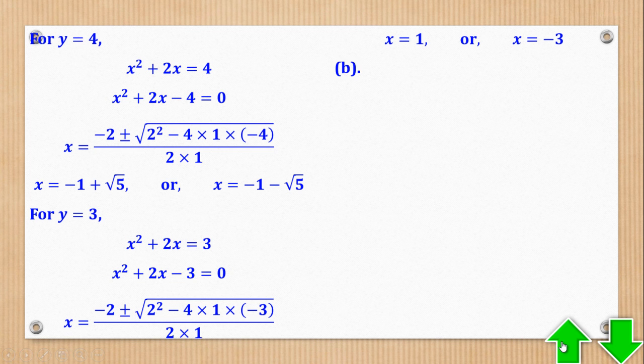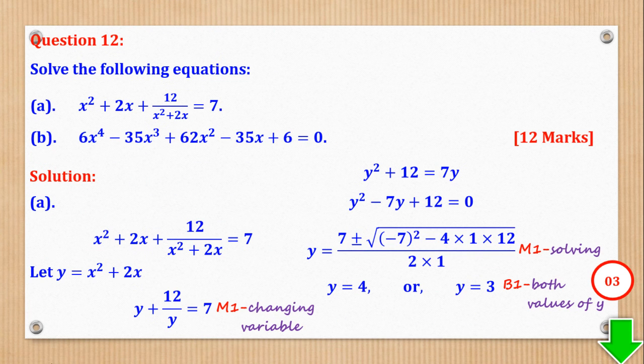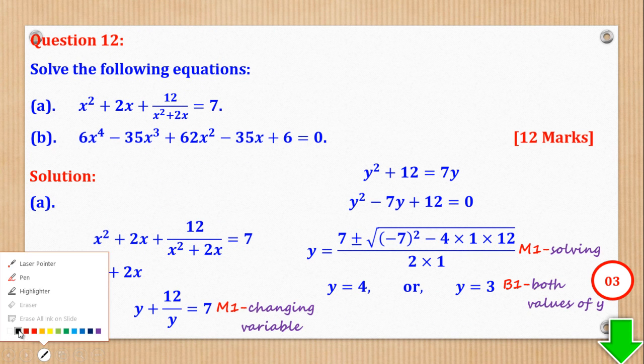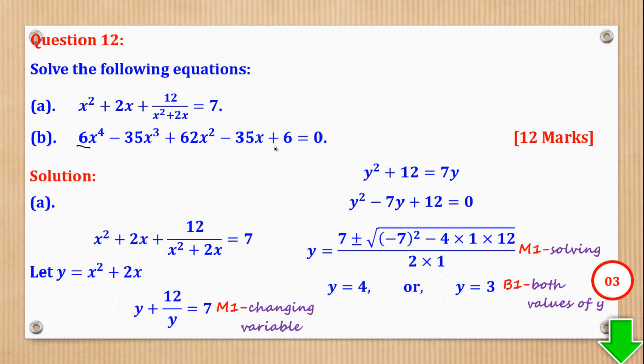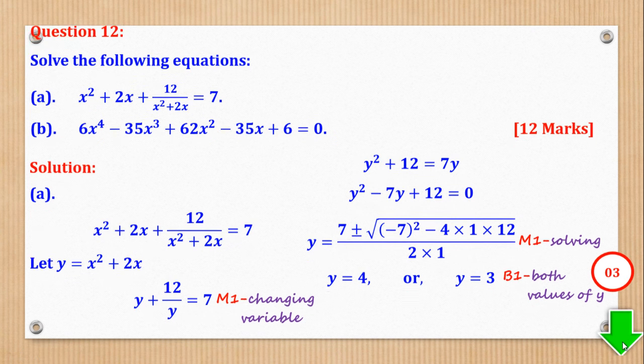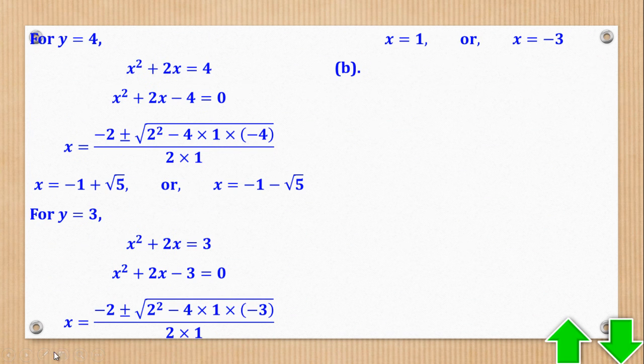So part B, I want you to realize something. This and this are the same. This and this are the same. So that means it is a symmetrical equation. So symmetrical equations have a particular procedure to solve them. And the first thing is to let y be equal to x plus 1 over x.